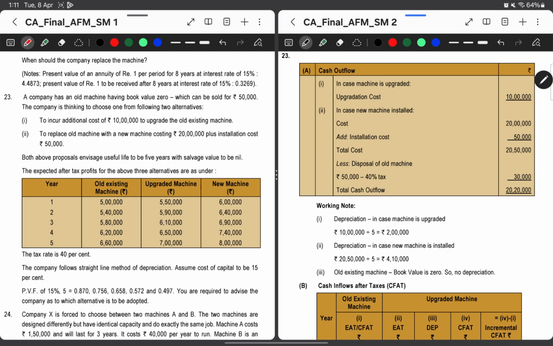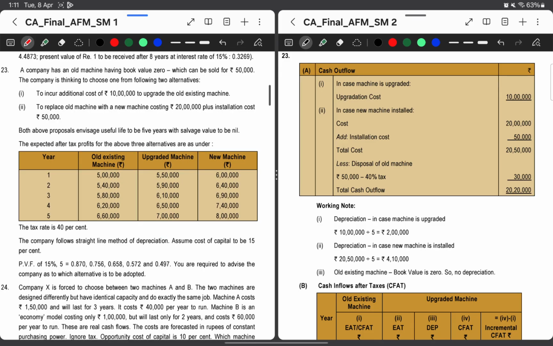Now both above proposals envisage useful life to be 5 years with salvage value to be nil. In both approaches, useful life will be 5 years, they are telling. So even the new machinery will work for 5 years. If we upgrade the old machinery, that also will work only for 5 years, having a salvage value as nil.